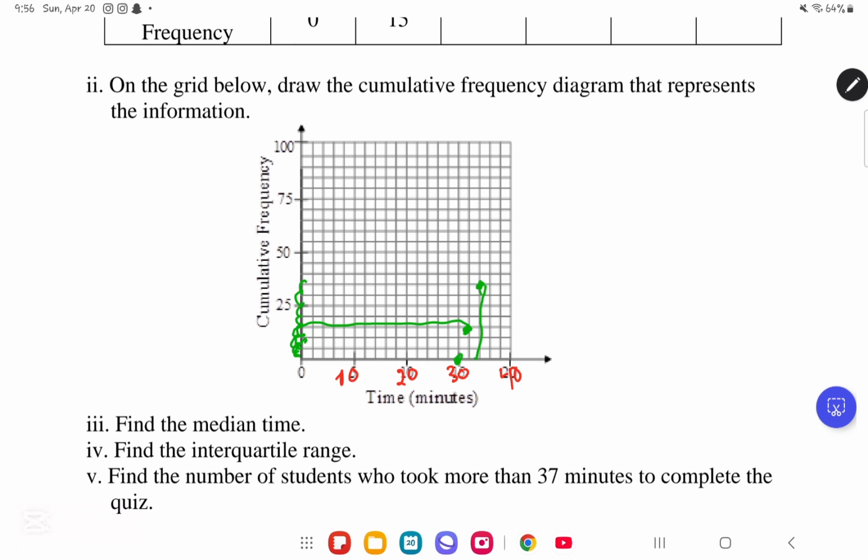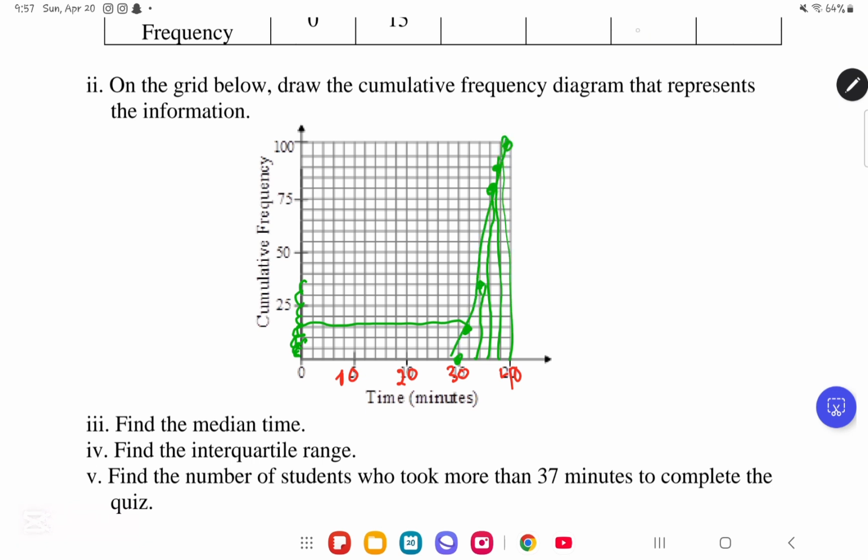Okay. 36 is 75, so 36 is over here. It's going to be 75. 38 is 90, so 38 over here is going to be 90, which is over here. And then finally 40 is 100. So if you connect the graph, it's going to look something like this.